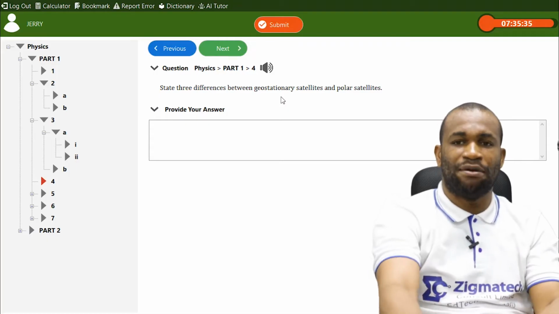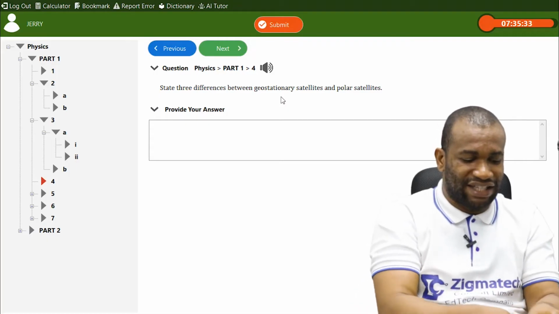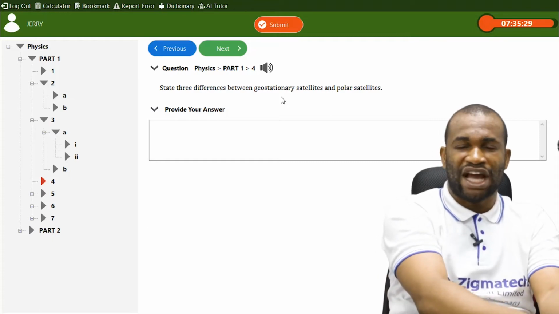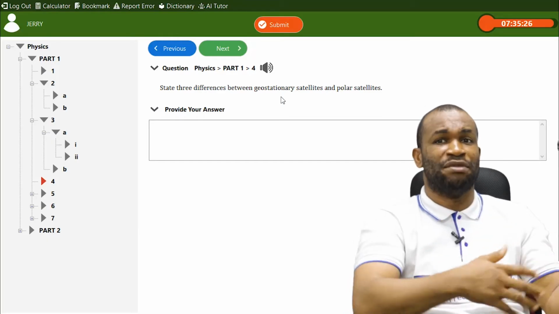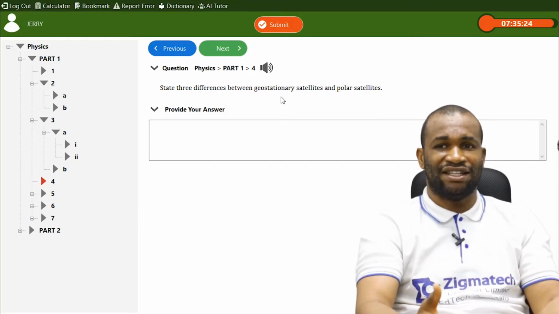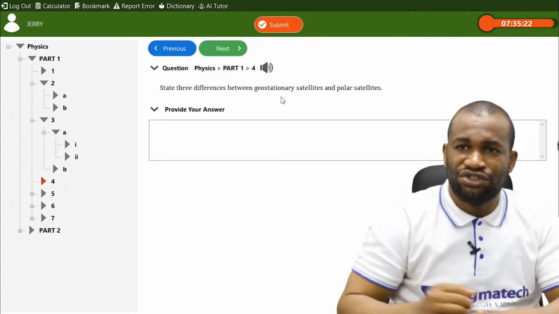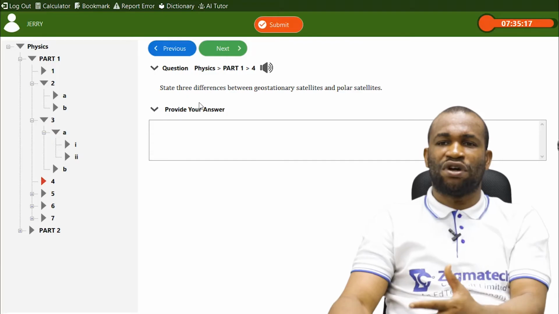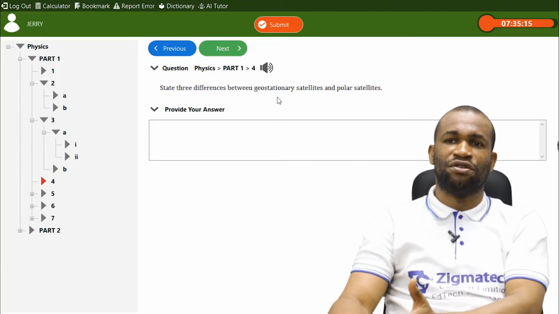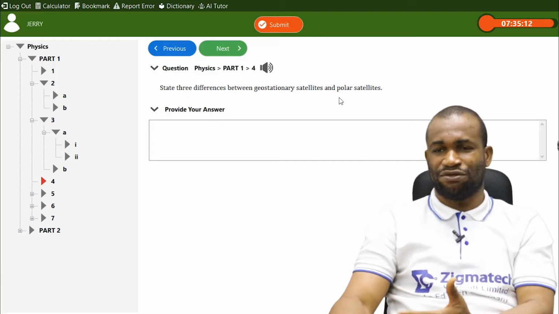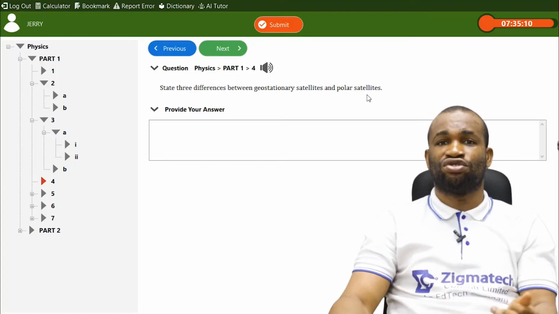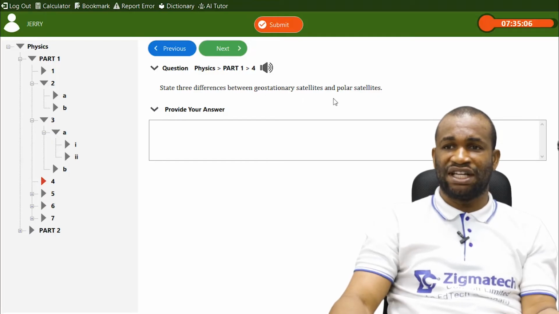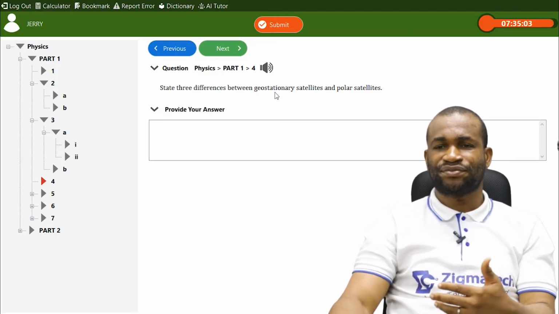Because when 2 people are running at the same pace and at the same level, another person watching from outside may not even know that this guy is moving with the other person. So that is why they call it geostationary satellite. Now, what is the difference? One moves with the speed of the Earth. But a polar satellite does not move with the speed of the Earth. It moves with the speed and the direction of the Earth, while a polar satellite does not.